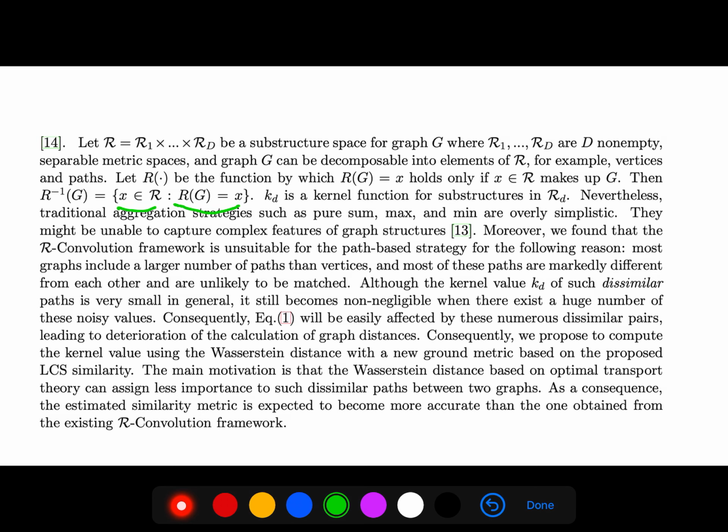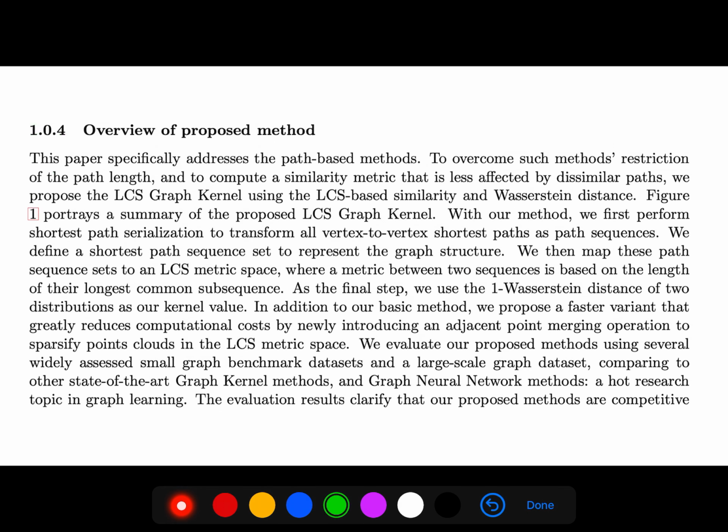We found that the R-convolution framework is unsuitable for a path-based strategy because most graphs include a larger number of paths than vertices. Most of these paths are markedly different from each other and are unlikely to be matched. So to overcome this and to compute a similarity metric, we propose this LCS graph kernel using LCS-based similarity and Wasserstein distance.